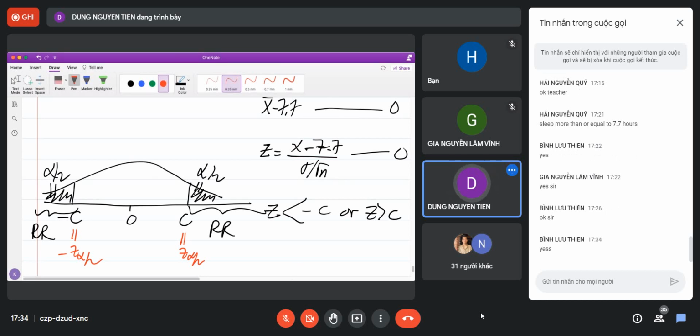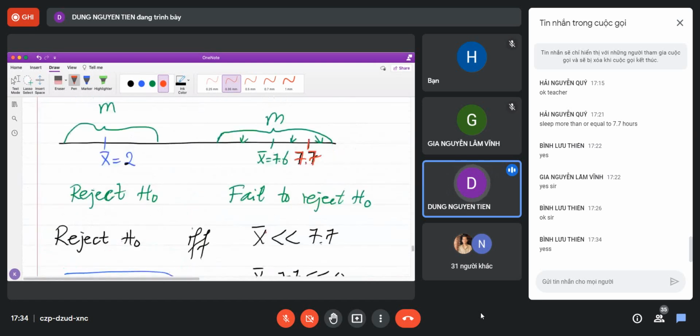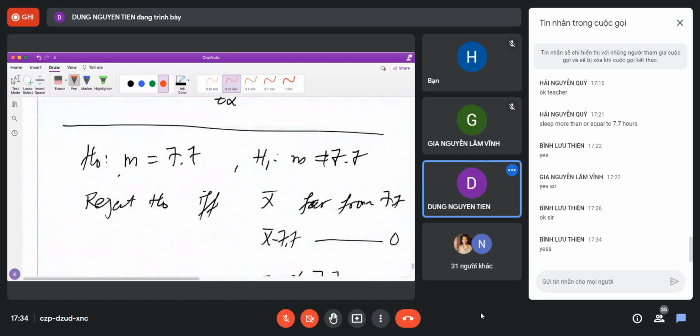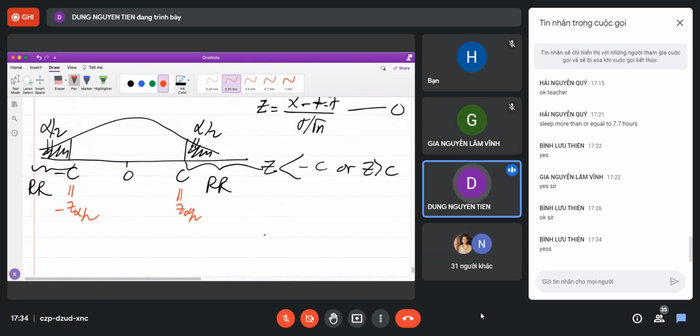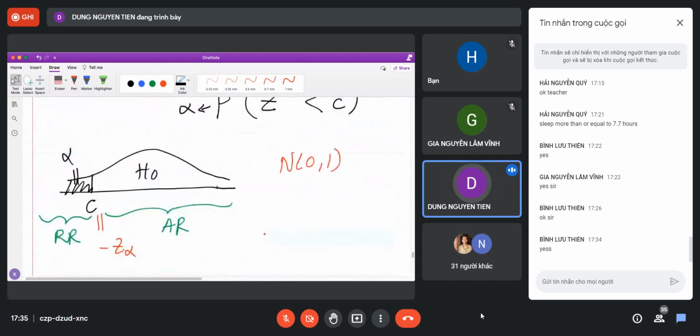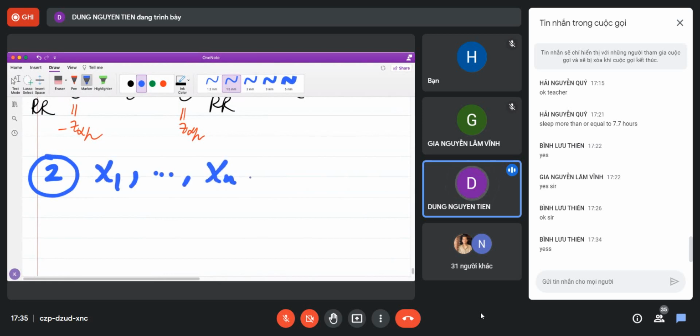Okay, now we just finished the first case. What if you want to get a test when you don't know sigma squared? So here in the second case, X1, ..., Xn are independent. They follow the same normal distribution, the same mean, the same variance. However, sigma squared is unknown.